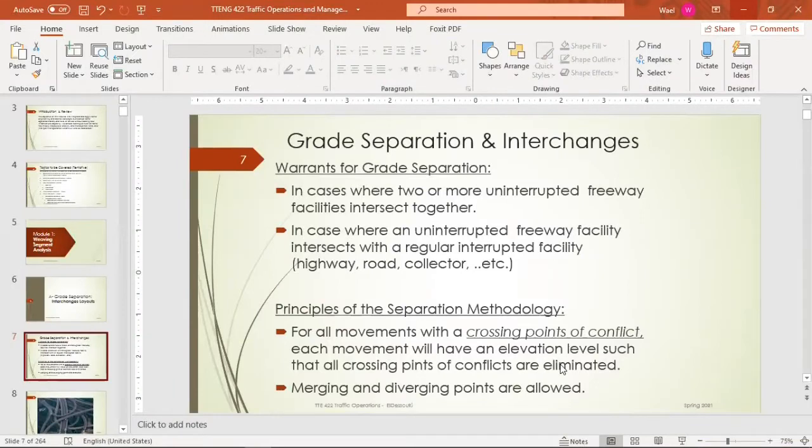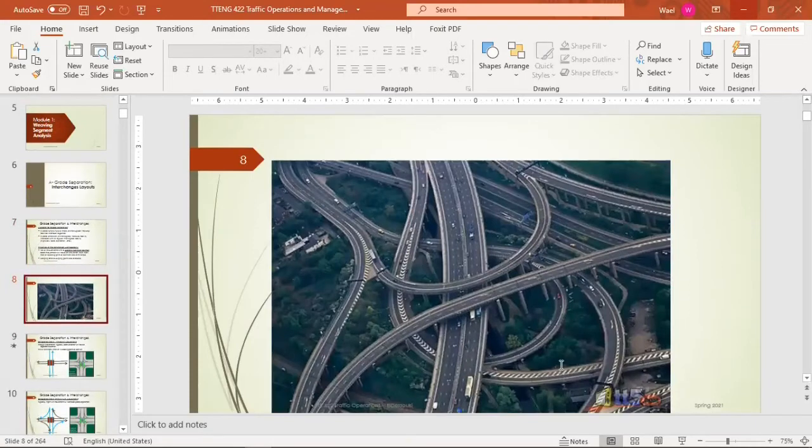There's another warrant for grade separation, where an uninterrupted freeway facility intersects with a regular interrupted facility. To give you an example, if you go on the airport freeway, you will find other roads crossing on top of it. That's an interchange there, because we cannot interrupt that freeway and have a traffic signal. This is an example of an interchange, and you can see this one is very complicated. The disadvantage of these interchanges is that they take a lot of space and cost a lot of money. But sometimes it's unavoidable to use them.